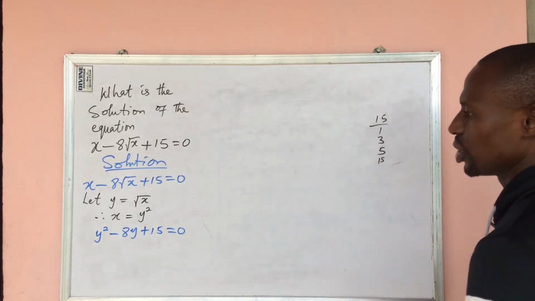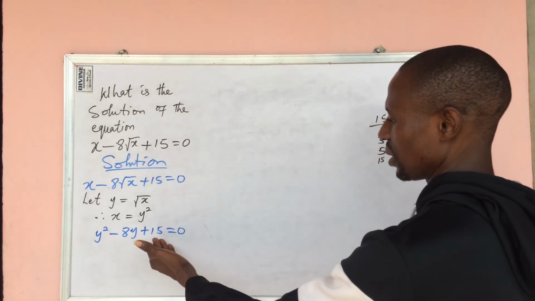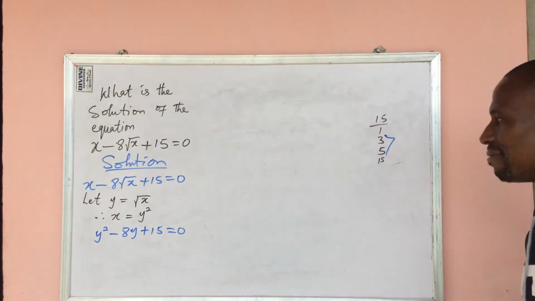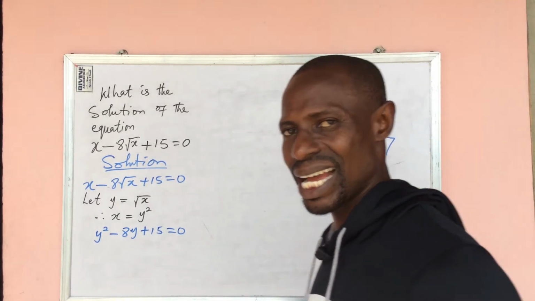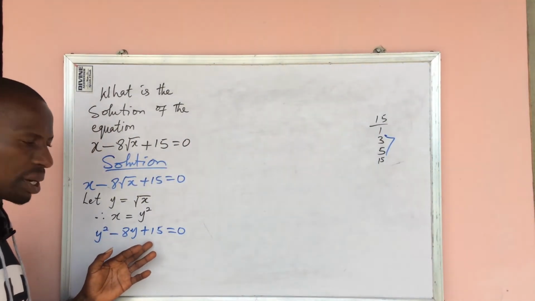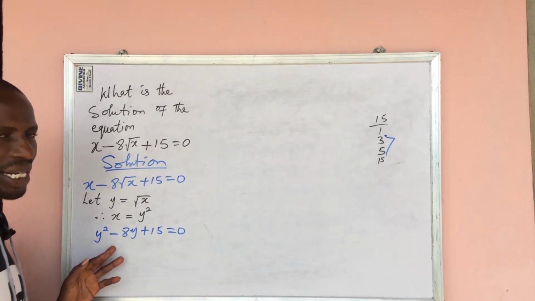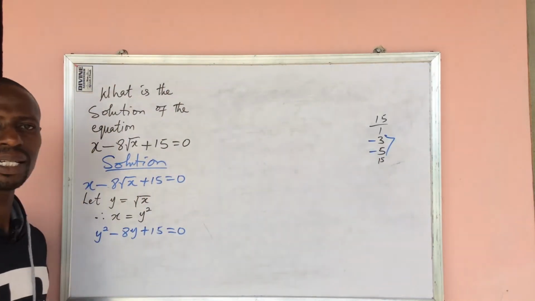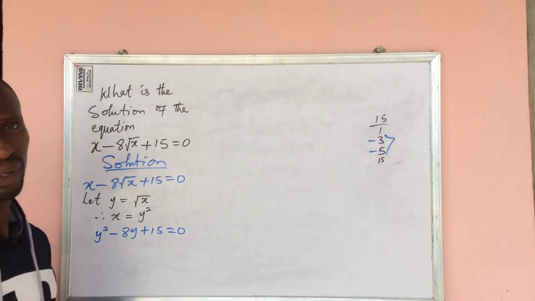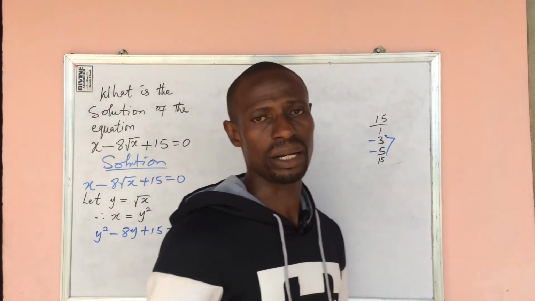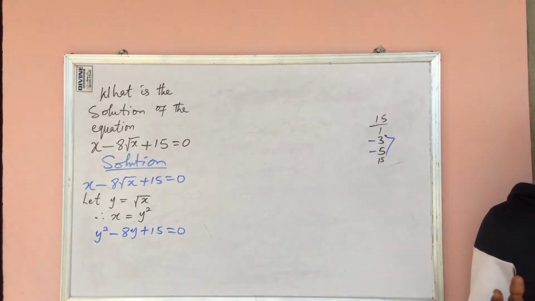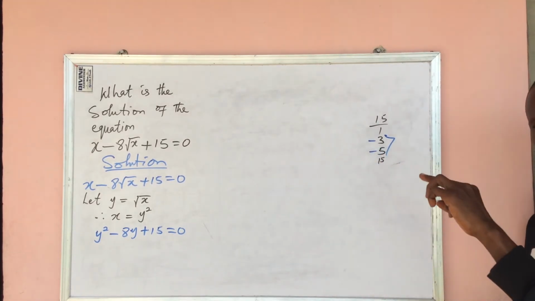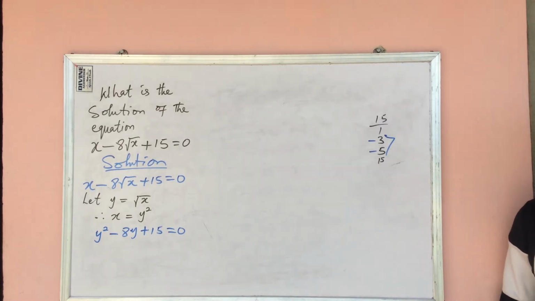So from this, let's pick out the two numbers that we will multiply together to give us 15. Here we have 3 and 5. But we must consider the signs. Here we're having a plus sign, and here we're having a minus sign. So this will give us minus minus. So minus 3 times minus 5 will give us plus 15, because minus times minus will give us plus. And minus 3 plus minus 5 will give us negative 8.